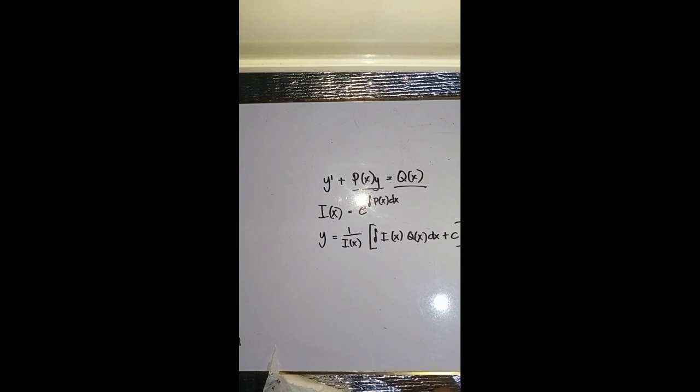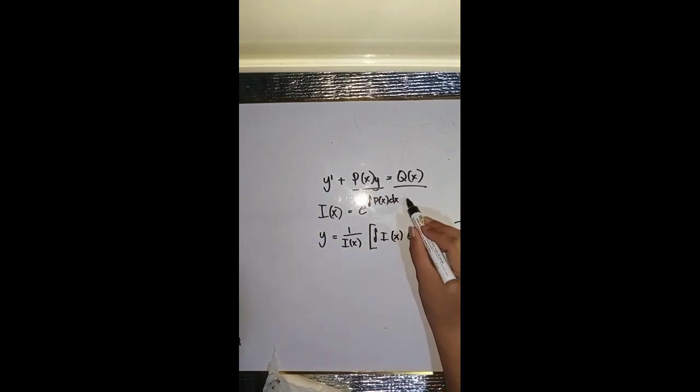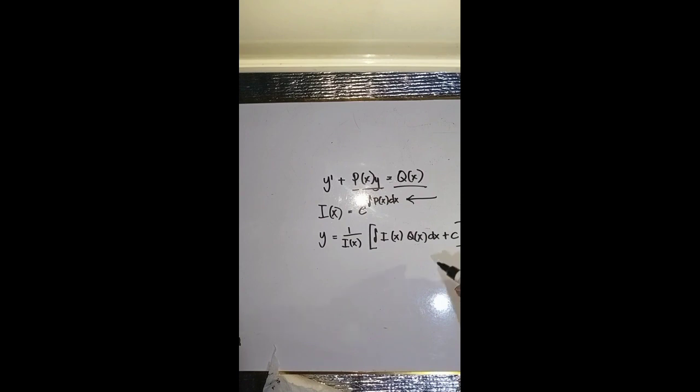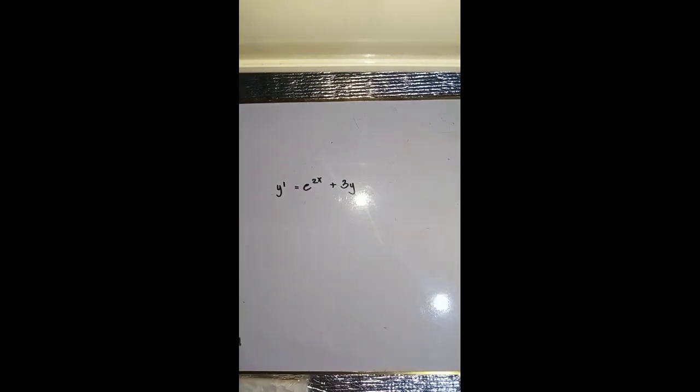So there are a few things you must remember. You mustn't write the arbitrary constant in this process. You can only add it in here. So let's get to our problem. In this problem, y prime equals e to the 2x plus 3y.